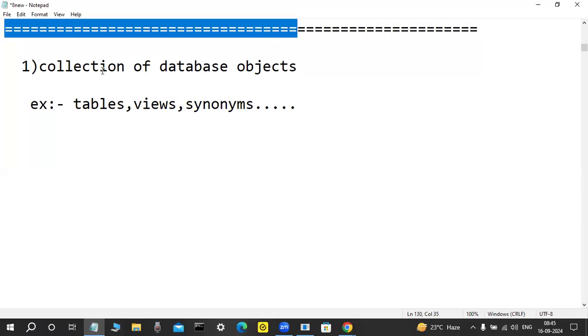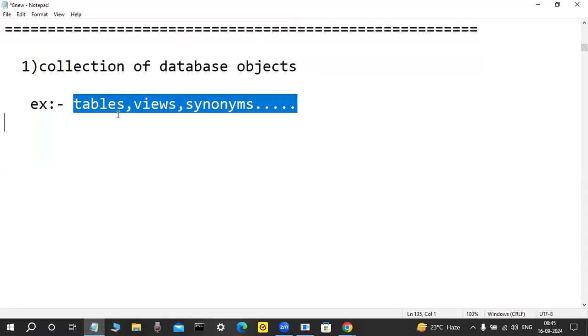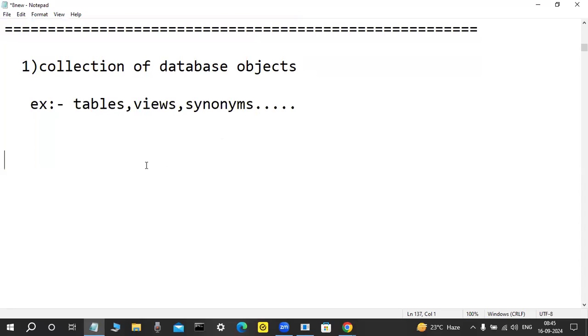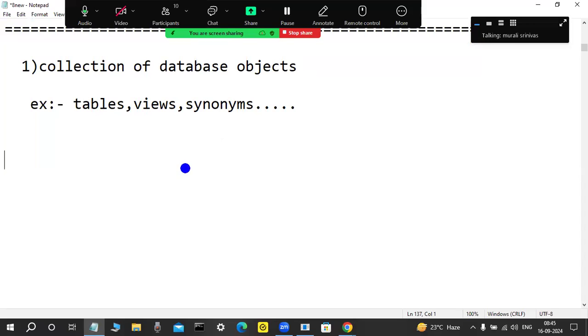Why is it easy? One component is a collection of database objects. Objects means some tables, views, something like that. At least if you have an idea of tables, it is enough. Next, the second component is also dead easy. In relational data model products, what is the second component? Observe here.